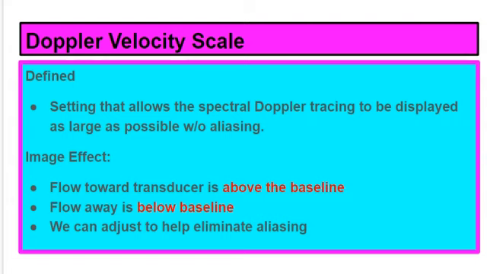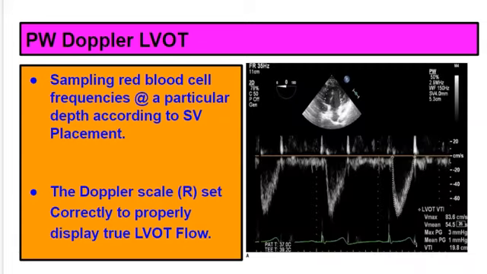The Doppler velocity scale, the definition of that is the setting that allows the spectral Doppler tracing to be displayed as large as possible without aliasing. And the effect on our images: flow towards the transducer is above our baseline, which we can change. Flow away is below our baseline, and we can adjust our baseline to help eliminate aliasing.